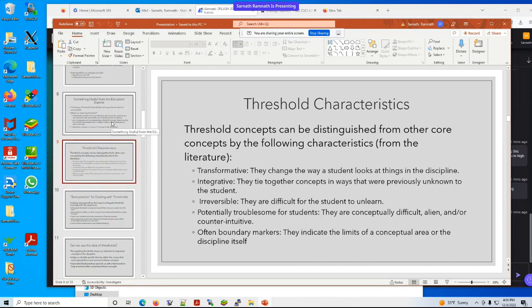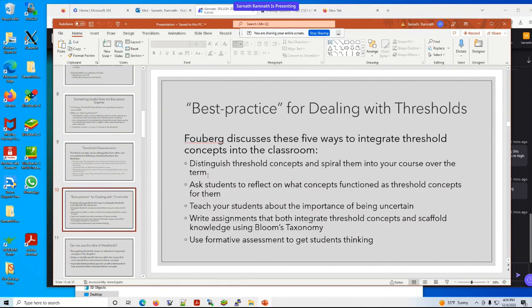Well, associated with these things in threshold concepts, the next thing that educators tend to do is look for best practices. So these are 5 best practices that have come out over the years after summarized a lot of research. So these are they say distinguish threshold practices and spiral them into your course. Ask students to reflect on this. Okay. And there is some flexibility on how you do your reflection.